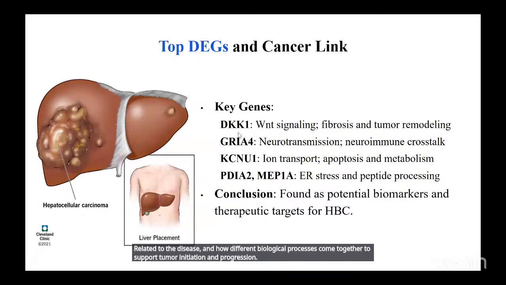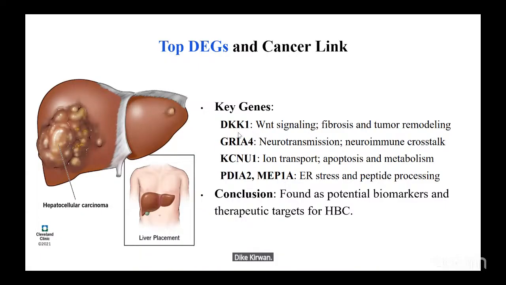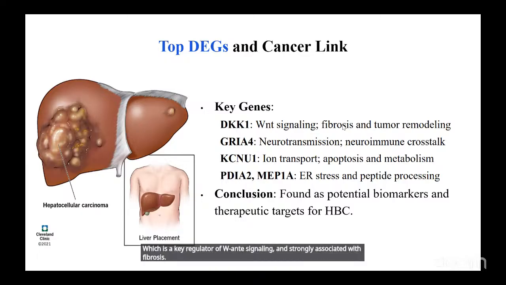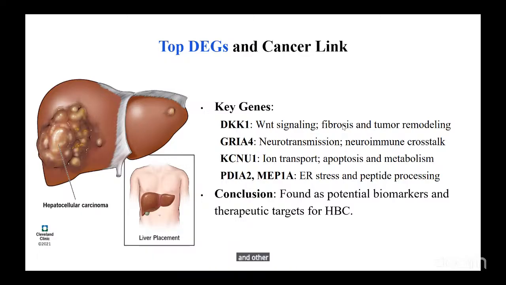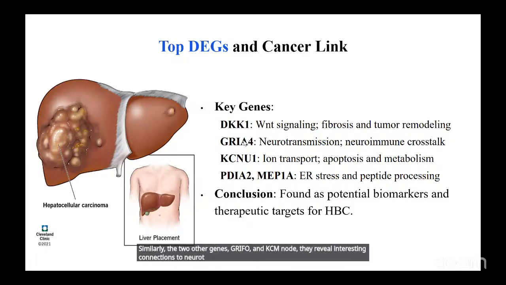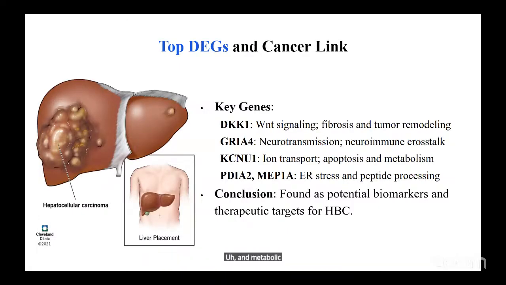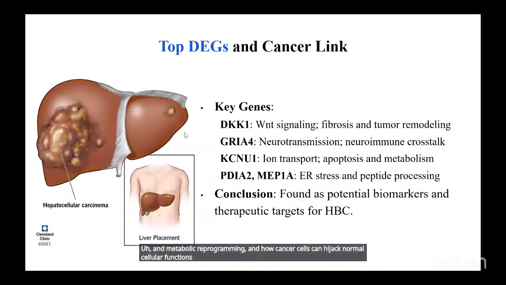For instance, DKK1. This is a gene which is a key regulator of WNT signaling and strongly associated with fibrosis and cancer invasion. Similarly, the two other genes, GRIA4 and KCNU, reveal interesting connections to neurotransmission, apoptosis, and metabolic reprogramming, and how cancer cells can hijack normal cellular functions throughout the body.